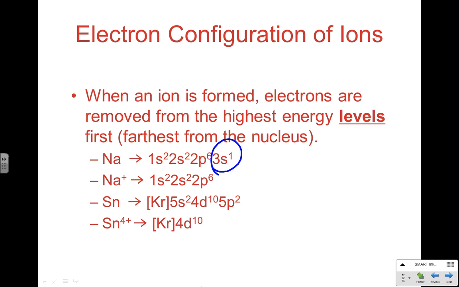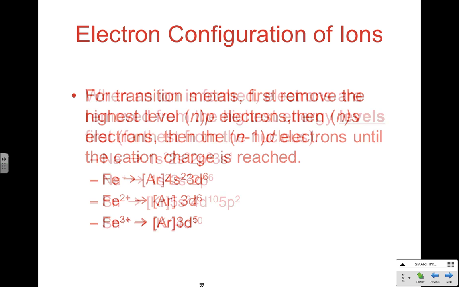If you look at tin, 5s2, 4d10, 5p2, and we are looking at removing 4 electrons from tin to make the stable tin 4+ ion, we have 4 electrons we have to remove. So notice we're removing the 5s2 and the 5p2 electrons. So we always remove from the valence level first.